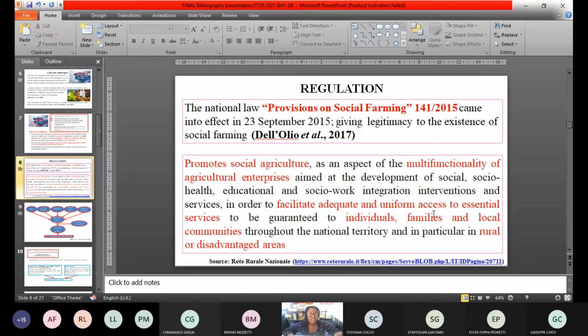This is supposed to facilitate the adequate and uniform access to essential services so that individuals, families, and communities throughout the national territory, and in particular in rural areas, can be guaranteed services that are useful for their needs.